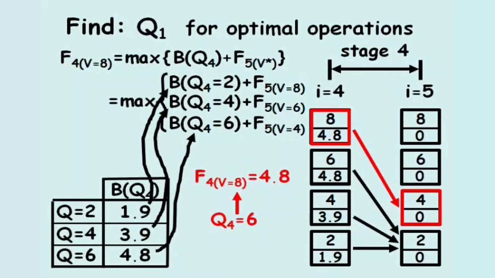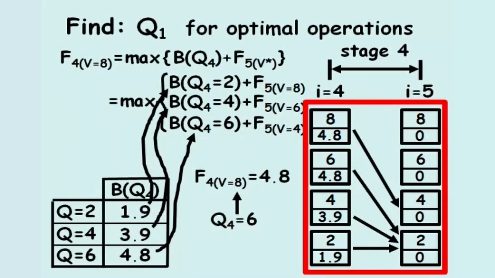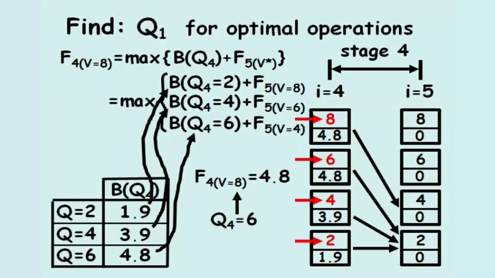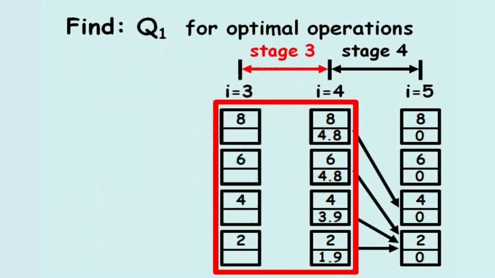At this point, we've established the optimal operating rules for releases for stage 4, based on the volume of water in the reservoir at the beginning of stage 4. We also know the maximum benefit associated with these optimal releases. Next, we'll move on to stage 3.